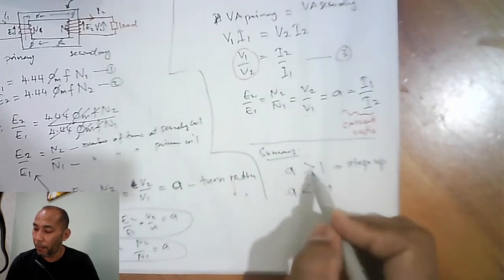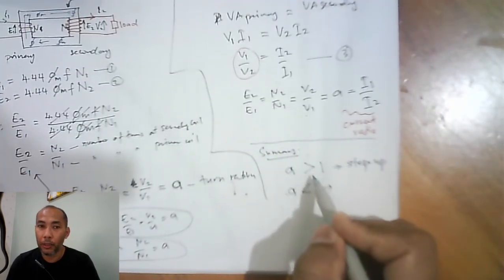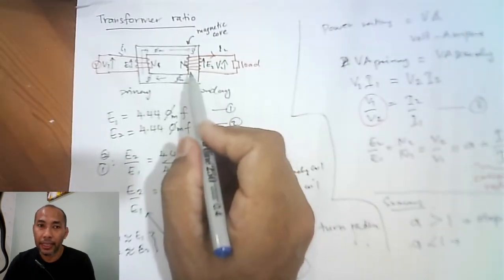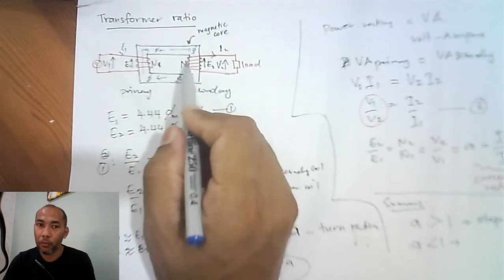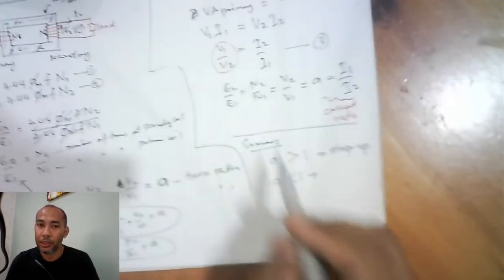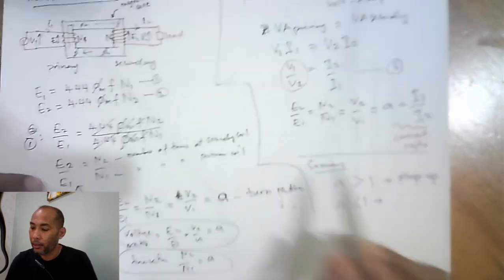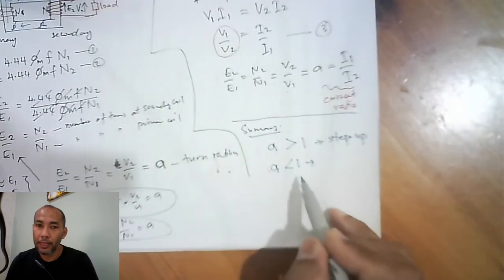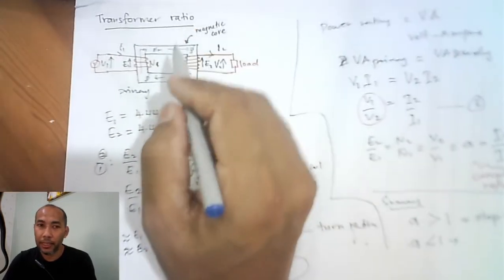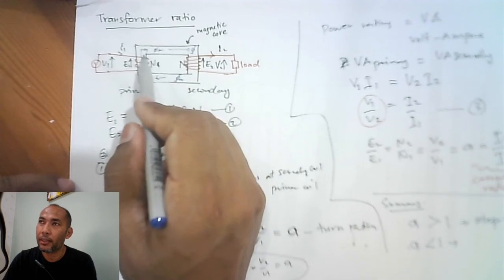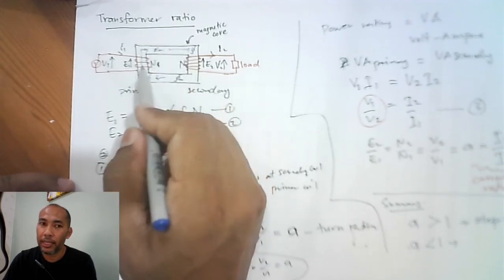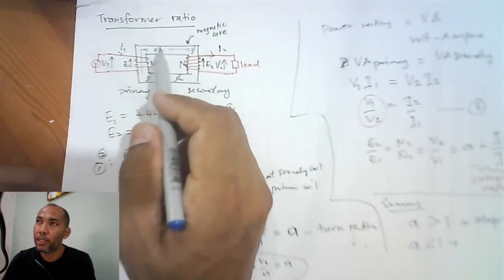Previously, for A greater than 1, the secondary side is greater than the primary side, so the voltage is increased, so it is step up. For A less than 1, V2 over V1 is less than 1, so V2 is smaller than V1, which means a step down transformer.